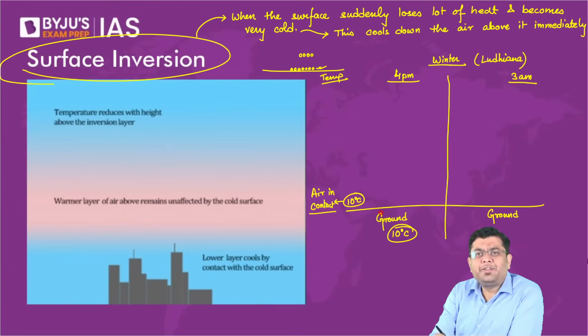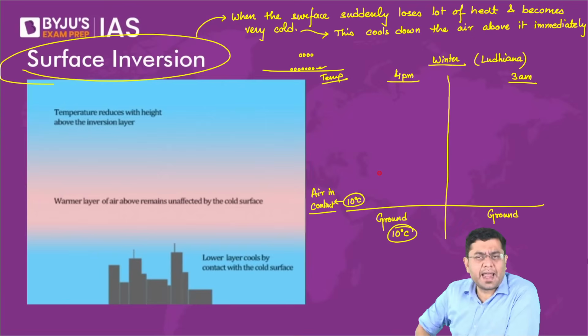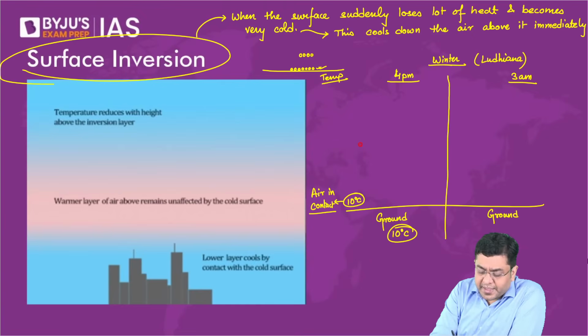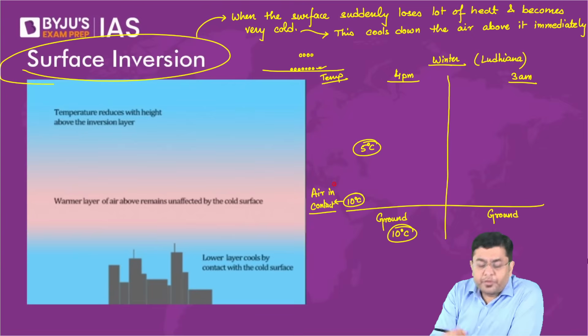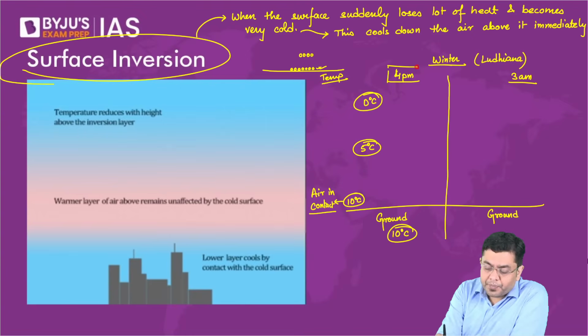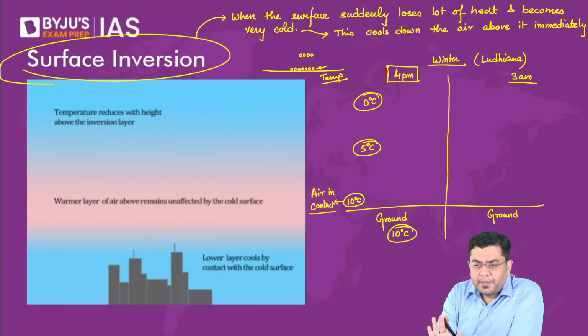Now, as you move slightly higher up, there will be lapse rate, moist lapse rate, dry lapse rate. Let's not get into that entanglement. Let's assume that as you move slightly higher up, we do know that the temperature will reduce. Let's assume the temperature has reduced to around 5 degrees Celsius. As you move further higher up, let's suppose the temperature has reduced to 0 degrees Celsius. This is at 4 p.m. Till here, are we comfortable? Right?